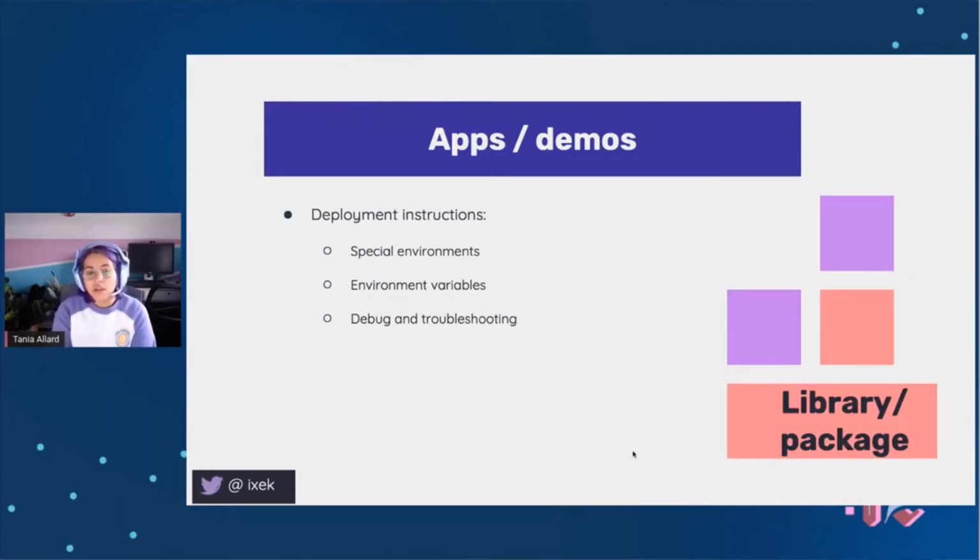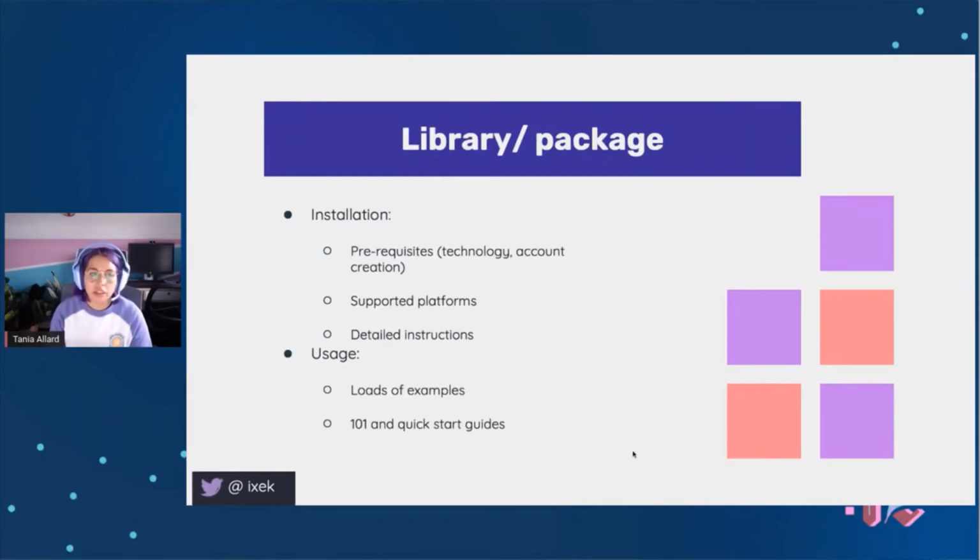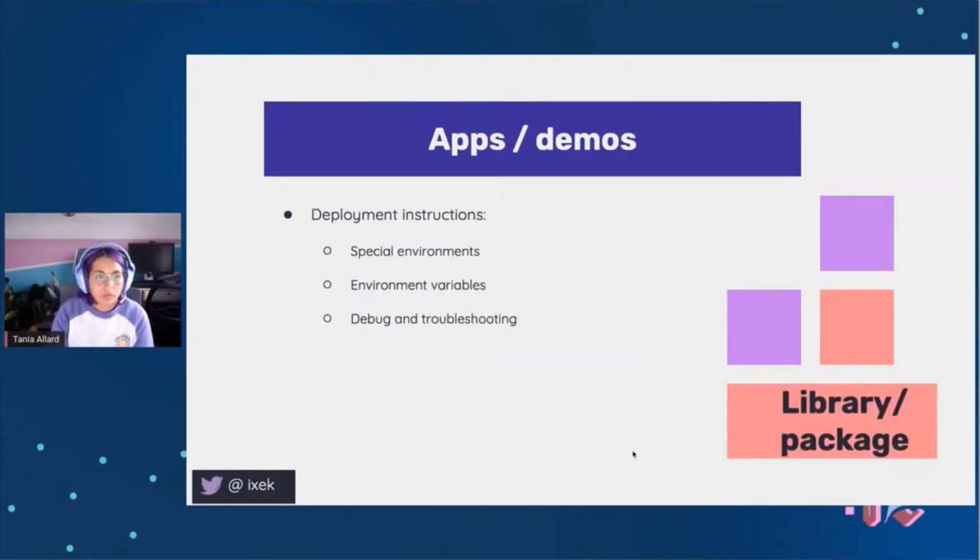So again, think of app or demo READMEs as everything that is in the library or package README plus some nice extras. You're going to have, again, the same context of installation, usage, lots of examples, prerequisites, supported platforms, plus deployment instructions. This is very important, especially if you have libraries or apps that folks can self-host.